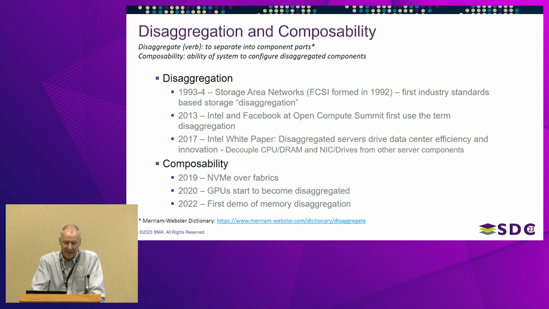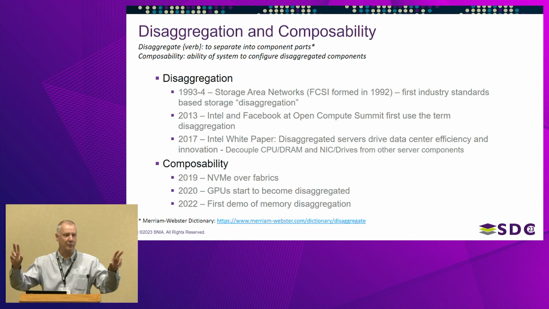SANs are kind of a first attempt at disaggregation of storage when you think about it, right? It's the separation of the storage from the compute, and that developed starting in the 90s. And then the word disaggregation really came out around 2013 to 2017, when Intel started popularizing the whole disaggregated server or disaggregated rack. I remember being at several conferences where this was bleeding edge. Will it happen? Will it not happen?